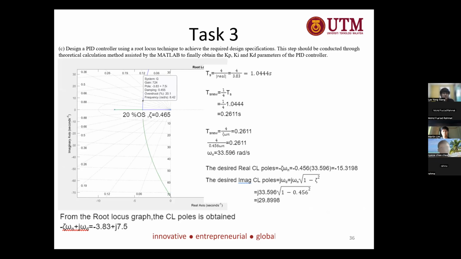So first, for the root locus, we find our CL pole first. Since our overshoot is 20%, from the overshoot we find the damping ratio. Then we calculate the settling time, which is 4 over zeta omega n. Then we got our settling time, which is 1.04444. Then we divide the settling time by 4, and we get 0.2611. Then from the new settling time, we get omega n, which will be 0.8336 radians per second. From that, we can calculate our desired CL pole, which is negative zeta times omega n, and we get negative 15.32. Then the imaginary part of the CL pole will be j omega d.